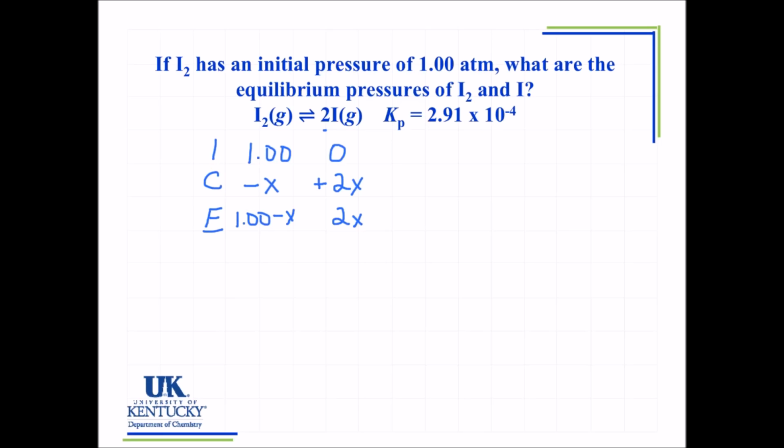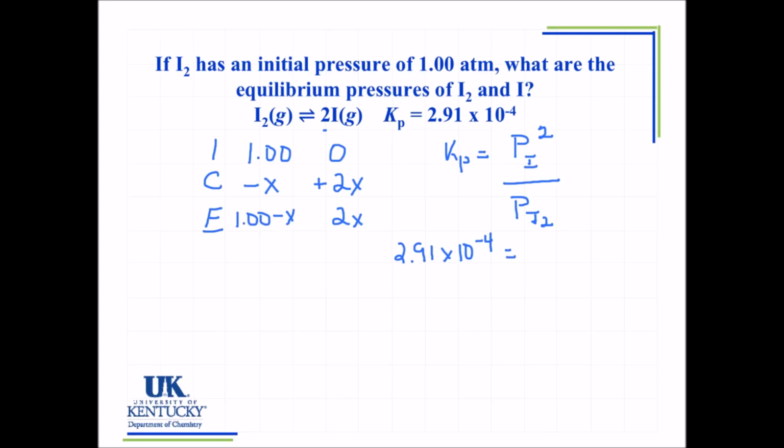Now I can set up my Kp expression, so I know that Kp equals the pressure of elemental iodine squared over the pressure of I2. Now I can substitute in the values I know. I have 2.91 times 10 to the minus 4th for my Kp value.